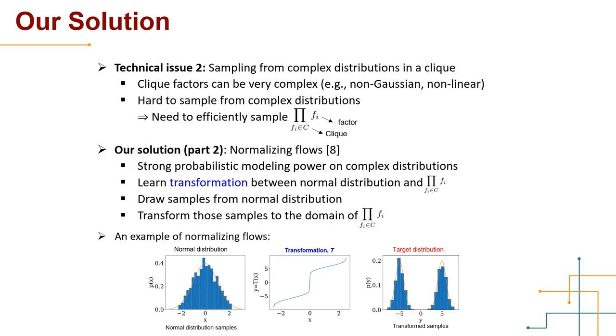Here is an example of normalizing flows to show its expressive power. The transformation function t between random variables x and y is plotted in the middle. x follows a normal distribution and y is subject to a bimodal distribution. We can map samples of x to y by the transformation. The resulting samples of y are shown as the histogram on the right-hand side, which tightly fits the target distribution.